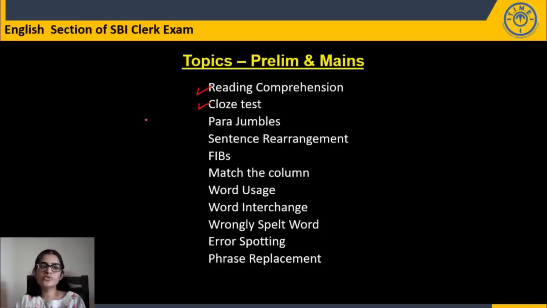Then there is the close test. All of you who have been preparing for bank exams know what the close test is, right? If anybody is confused, then let me quickly introduce this concept to you. Close test is a combination of fill in the blanks and reading comprehension. Okay, so you have a short passage that is given to you and then there are blanks. This is the basic format of close test. So you need a grip over reading and you also need to have vocabulary.